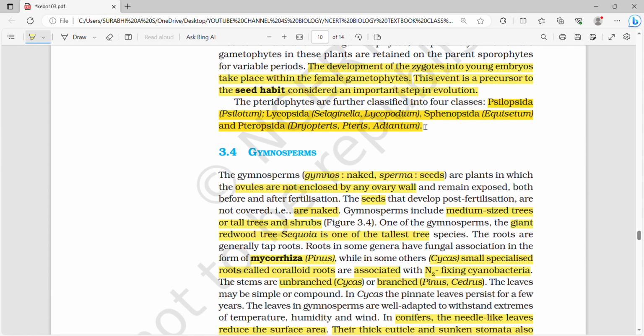The development of zygotes into young embryos takes place within the female gametophyte. This event is a precursor to the seed habit, considered an important step in evolution. This is classified into 4 more classes: Psilopsida, Lycopsida, Sphenopsida and Pteropsida. So you can remember the examples easily because it is almost the same.